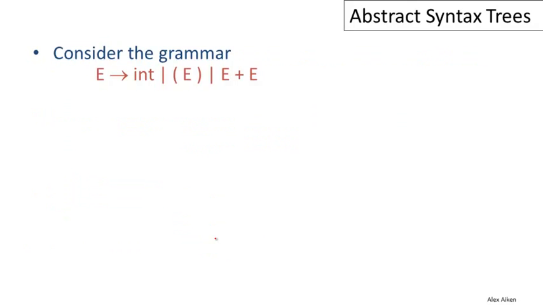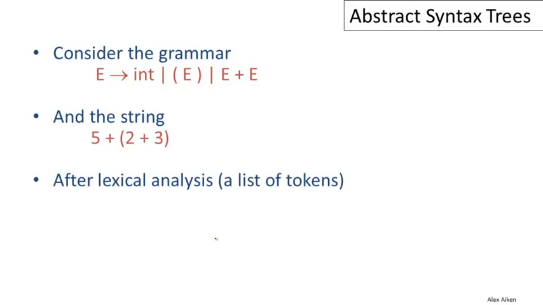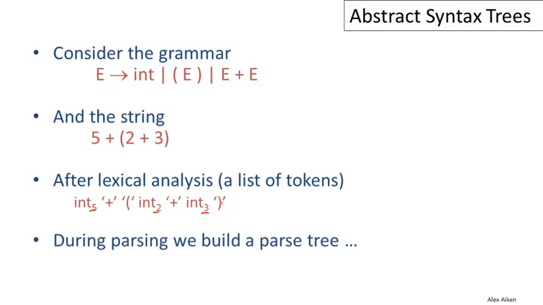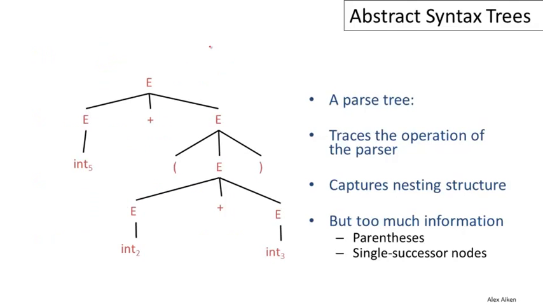So let's look at a grammar. Here's the grammar for plus expressions over the integers, and we also have parenthesized expressions. And here's a string. And after lexical analysis, what do we have? Well, we've got a sequence of tokens, again, with their associated lexemes telling us what the actual strings were. And that gets passed into the parser, and then we build a parse tree. And here's a parse tree for that expression.